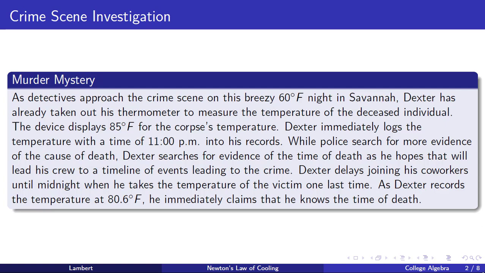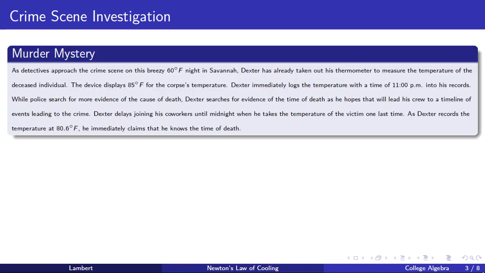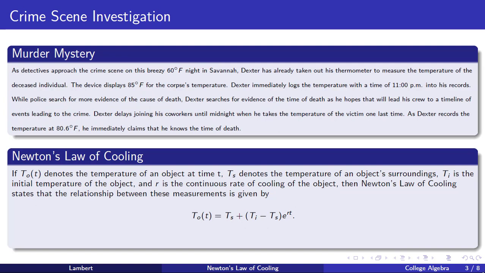Is this even possible? Can this really happen? Can you determine time of death just based upon two measurements at any given point in time? Well, we actually have a formula that can help us, and it's called Newton's law of cooling.